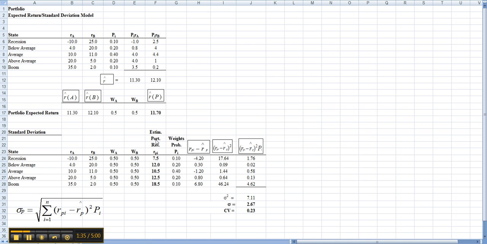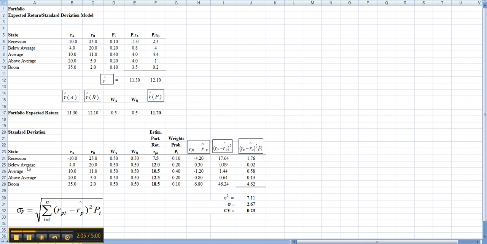The key is this column right here, the estimated portfolio return. And it's just another weighted average. The 7.5% is just a weighted average of 50% of -10 plus 50% of 25. So if the recession state occurred and you had a 50-50 portfolio of stock A and stock B, then your portfolio return would be 7.5%.